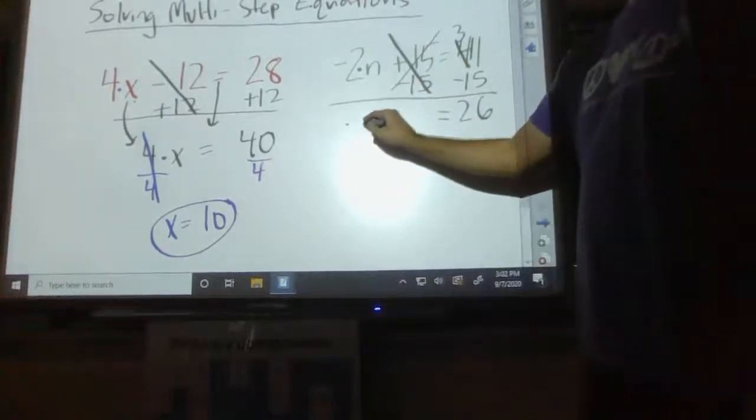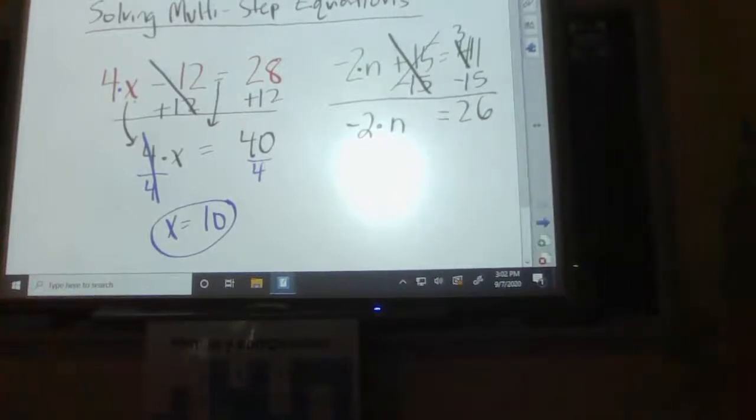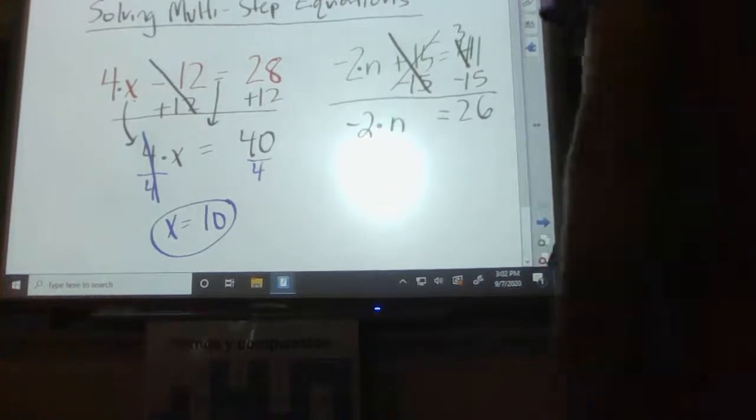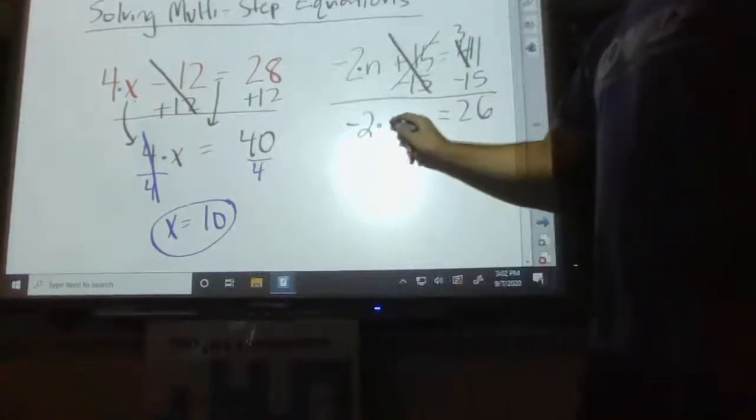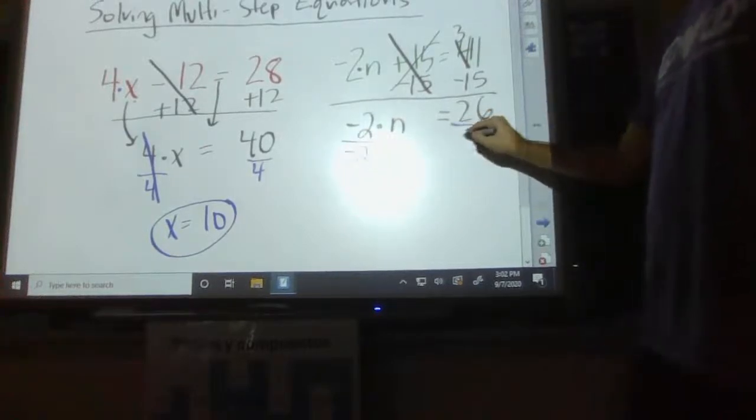So I can cross that out, and I'm left with this part that I was saving for the end. Negative 2 times something equals 26. Okay, if you know that in your head, awesome. If you don't, the opposite, the inverse of multiplying by negative 2 is dividing by negative 2.